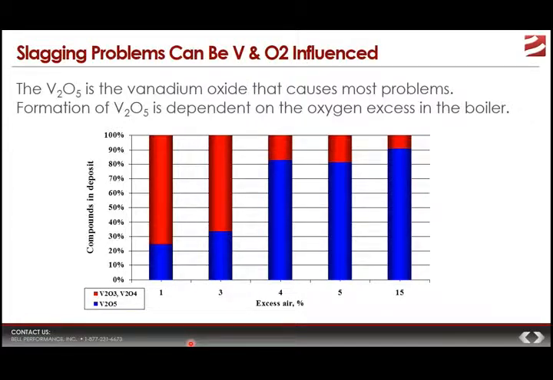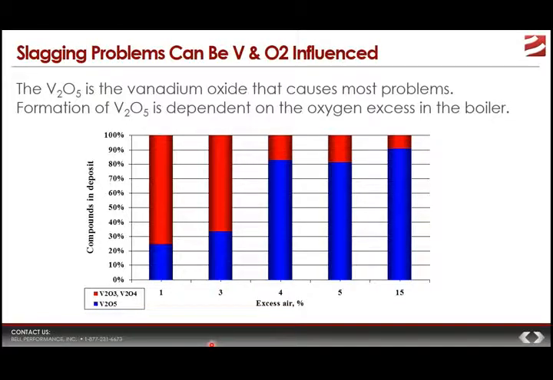And the vanadate V2O5, that's the vanadium oxide that causes the most problems. How much of this is formed is really dependent on the excess oxygen level available in the boiler. If you have a low oxygen excess, that's going to decrease the formation of V2O5, and thus it will decrease the problems with deposits forming that have low melting points. And the converse can also be true. If you have a higher level of oxygen available, then you will probably have an increase in V2O5.